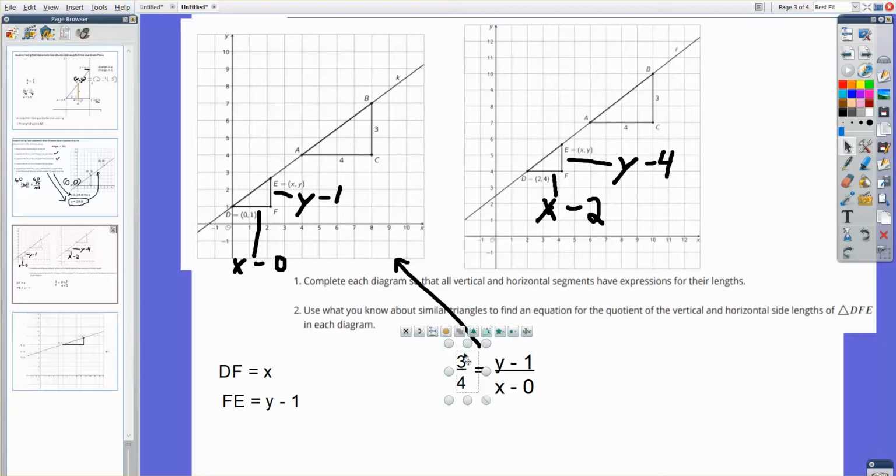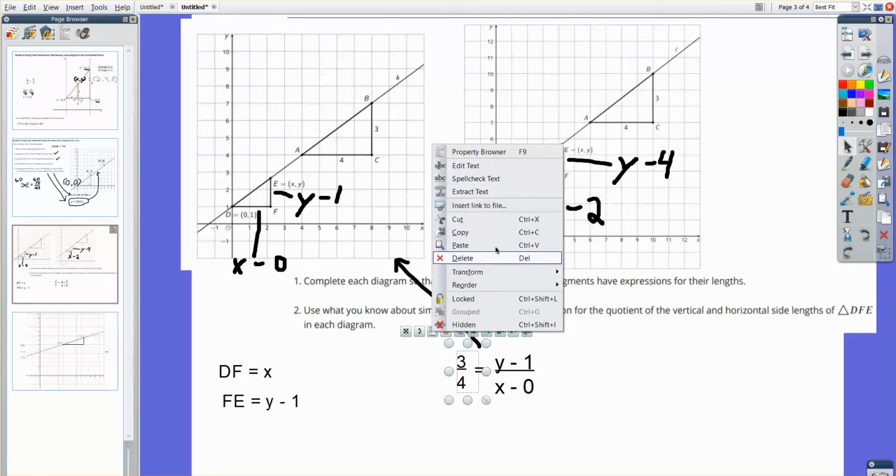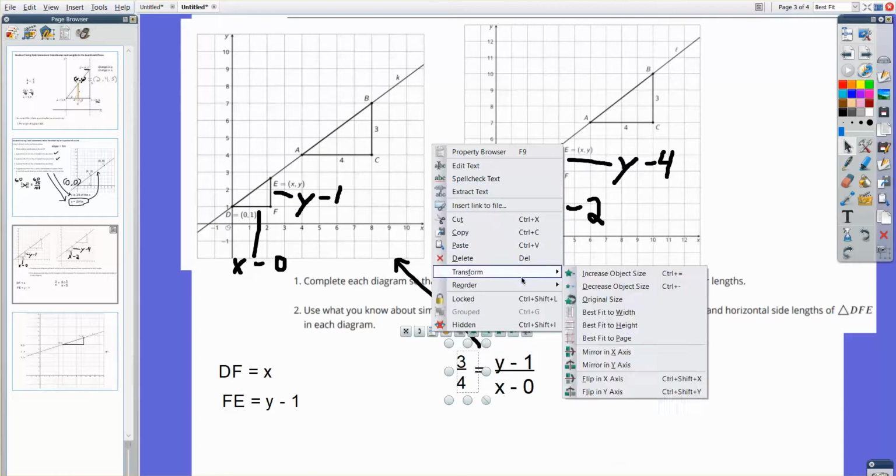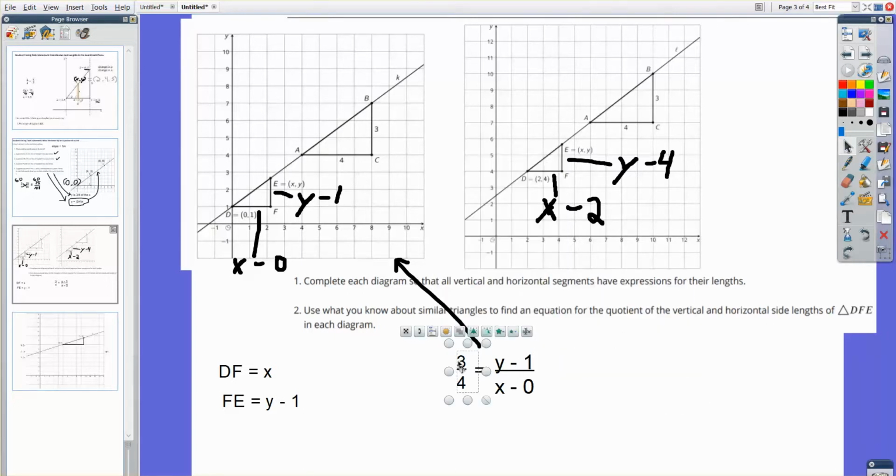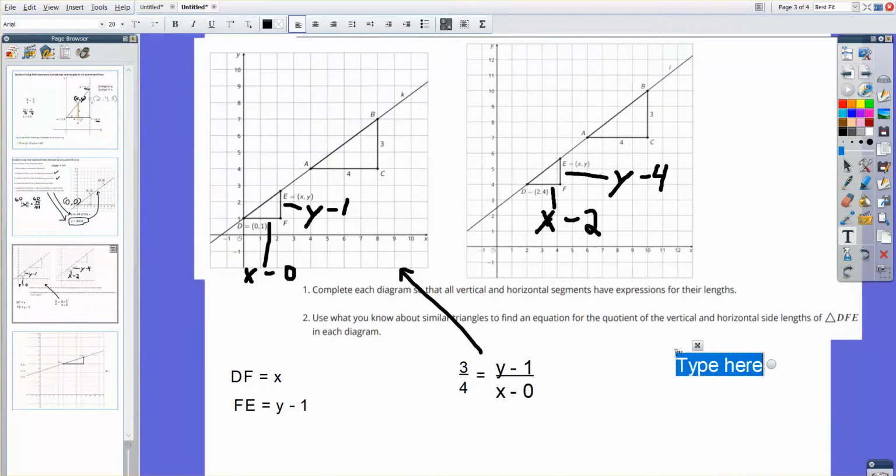That would be this. Let me grab this and duplicate this. Where's my clone? No. There's a way to clone it, make it another copy. Sorry. I'll just type it again. All right, so for this one here, same 3 over 4.